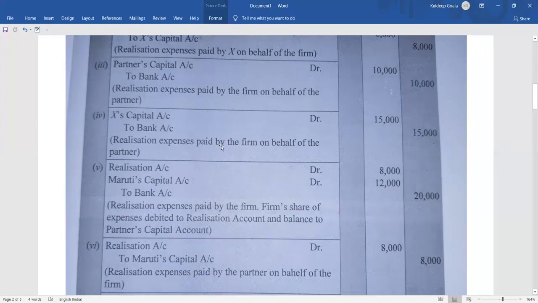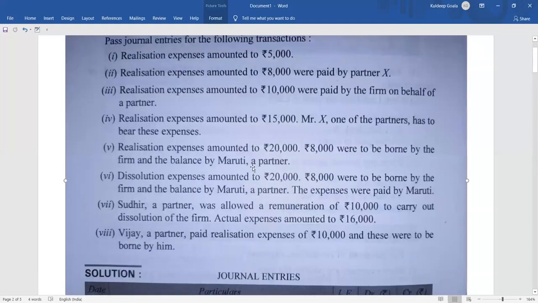Clear? Remember, if you mention cash here, you should mention cash in every situation. If you mention bank, then you mention bank in every situation. Don't mix up the two. This is also an important point you should remember.